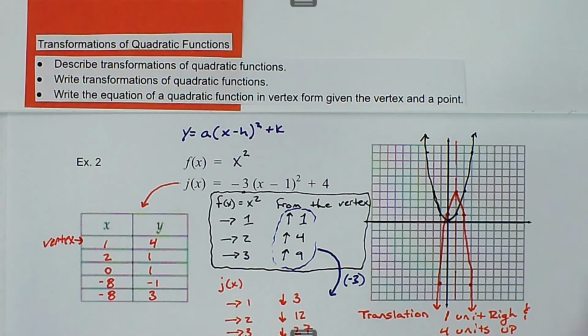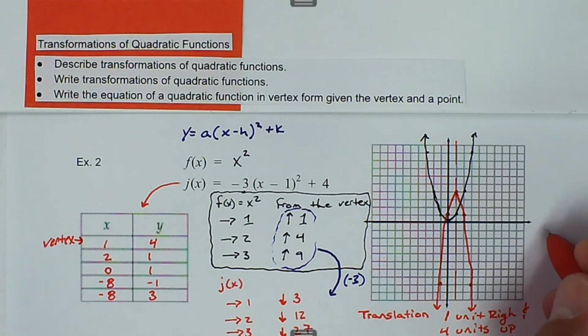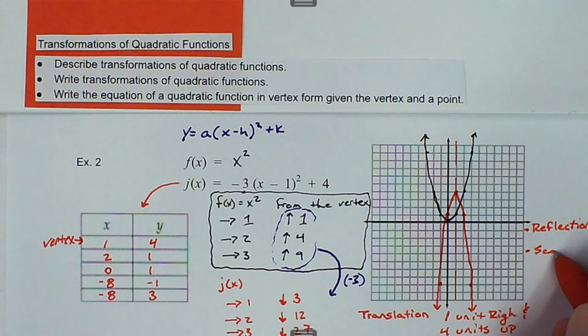We also had a reflection. And we also had a scale factor of 3. And the reflection came from the negative value in front of the 3.